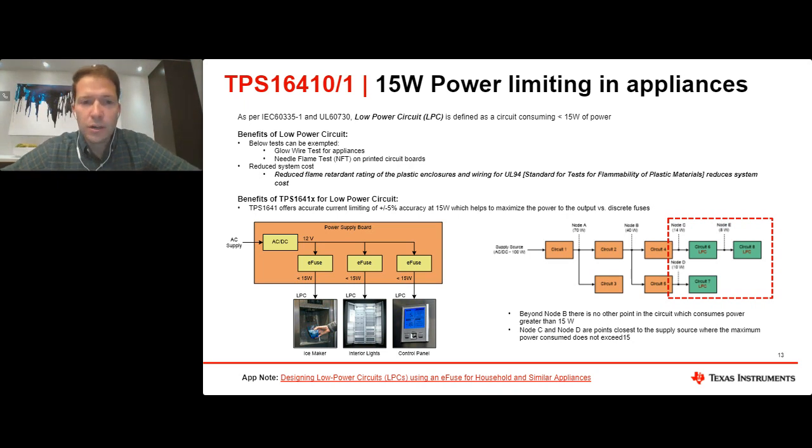We discussed this more in detail in an applications brief that we have on ti.com. So here at the bottom of the slide, you can go into more details on what the power devices work and help to meet these different requirements.